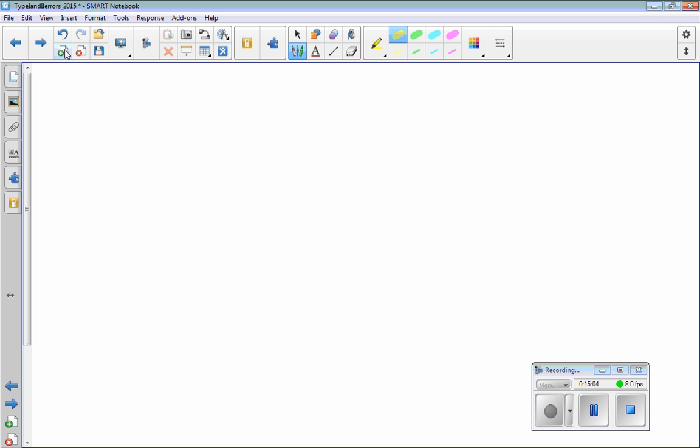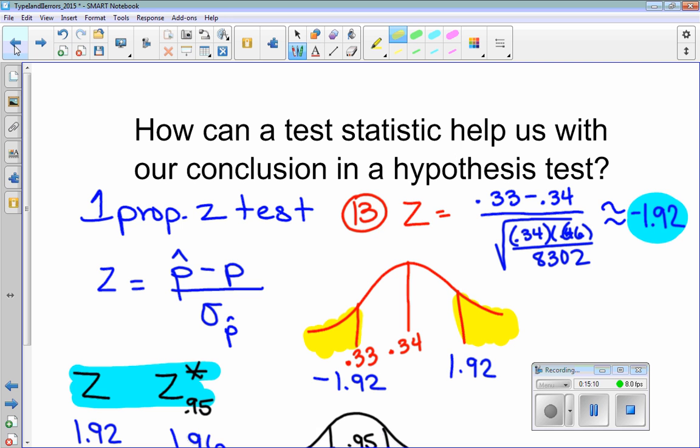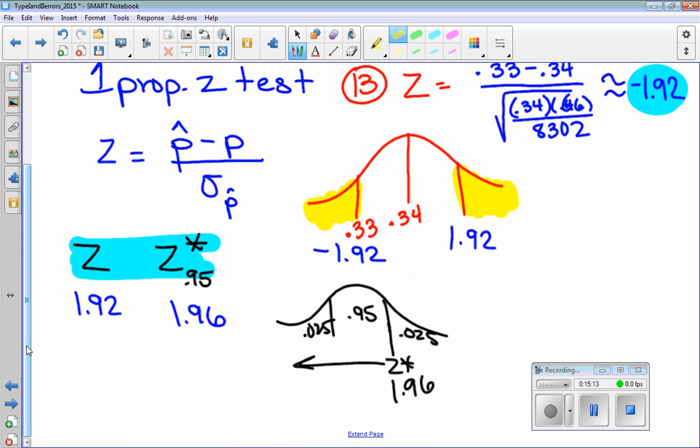Yes? Because I had to add one of the tails in. Because if it's a Z star, the middle is 95%, which means each tail is 2.5%. So you add these two. So it's from here to here. 95 is the default. Yes, that's the default Z star, yes.